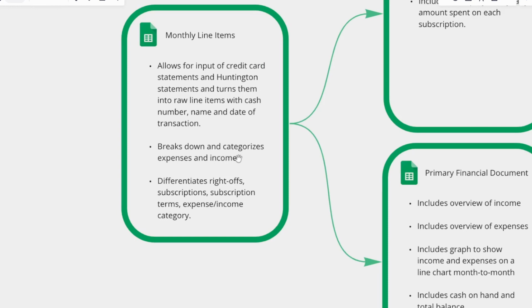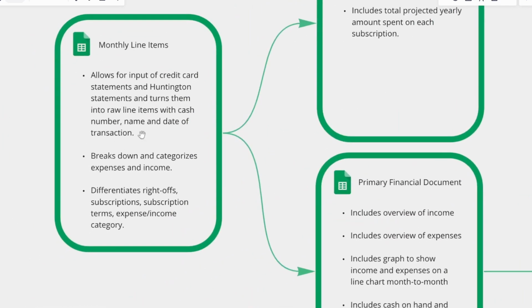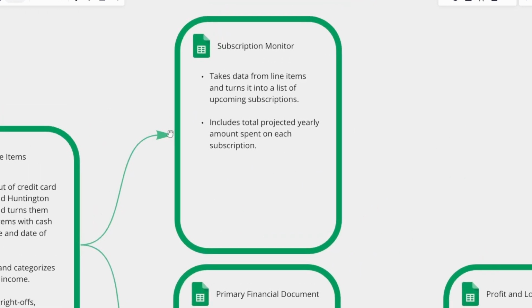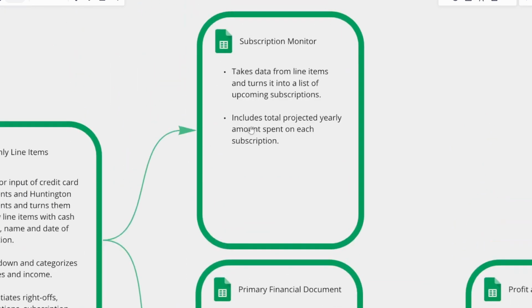And it's also going to break down and categorize expenses and income and differentiate write-offs, subscriptions, subscription terms, and expense and income categories. So with that information that gets generated in here after I upload a statement and fill in some information on my own, it's going to siphon that data off to a subscription monitor. And this subscription monitor is going to create basically a place for me to monitor what my different subscriptions are looking like and the terms that I have set. So I'll be able to project yearly amount spent on subscriptions. So that'll be nice to have.